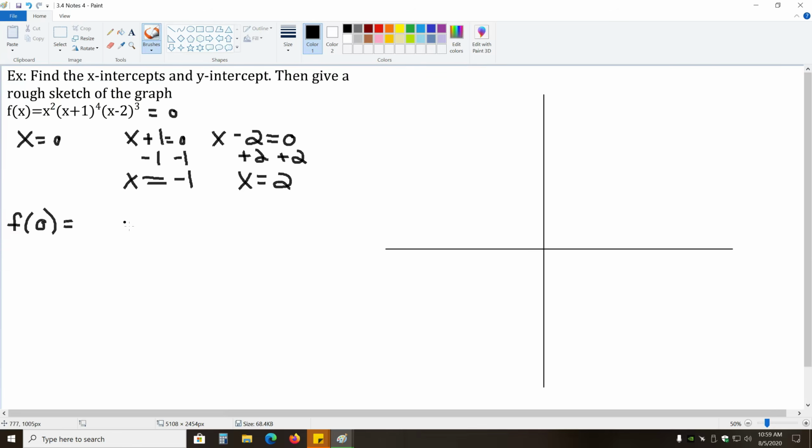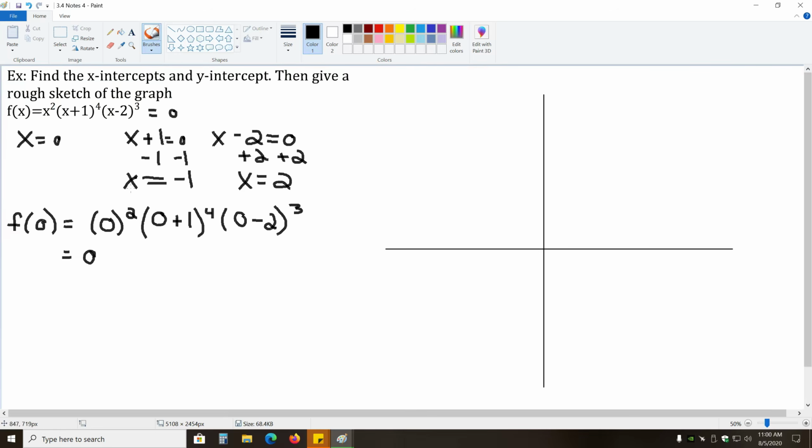So we get 0 squared times 0 plus 1 to the 4th power times 0 minus 2 to the 3rd power. And we could go through multiplying this all out, raising it to the 4th and the 3rd and so on, but notice that we're only multiplying these three factors and one of them is 0. That means the entire result is 0.